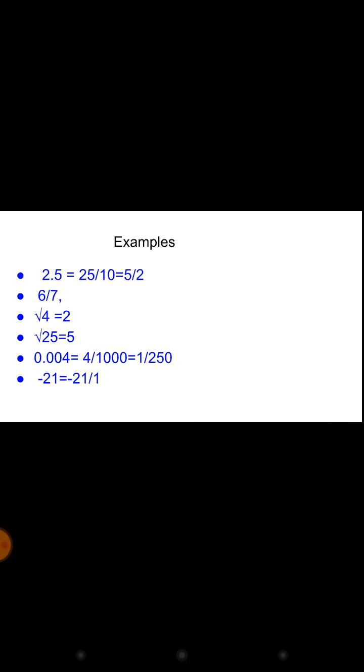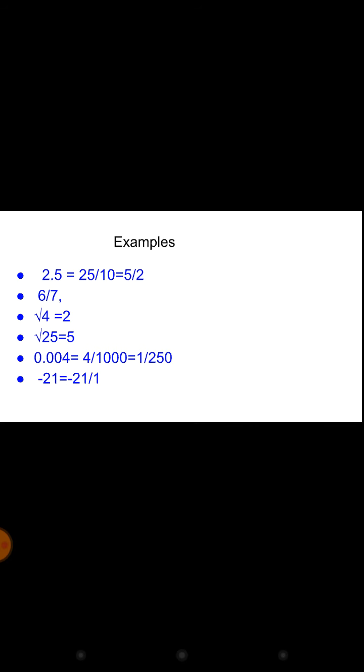Let's see some examples of rational numbers. 2.5 can be expressed as 25 upon 10, or by reducing to the lowest term we can write it as 5 upon 2. 6 upon 7 is also a rational number, already written in the form p upon q. Square root of 4 is also a rational number because 4 is a perfect square, so square root of 4 is equal to 2. Square root of 25 is 5, a rational number. So numbers which are perfect squares have rational square roots.